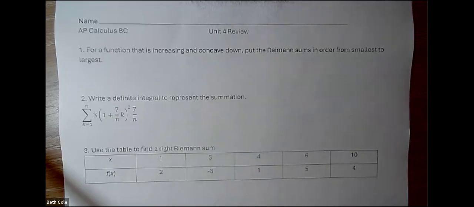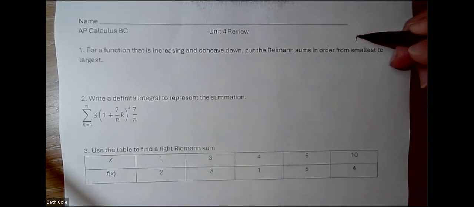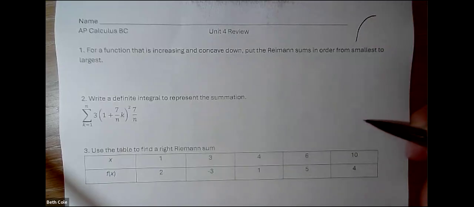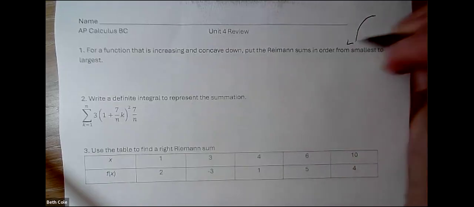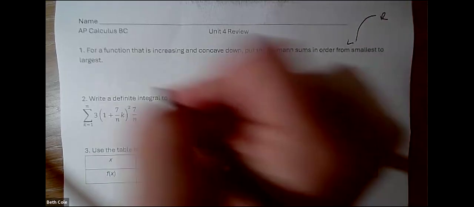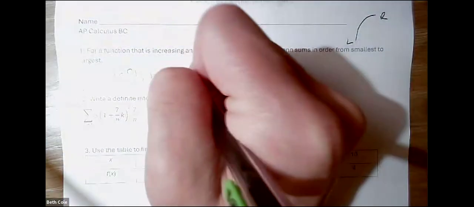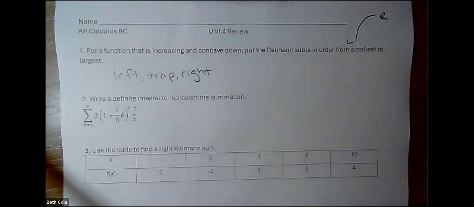So number 1, we have a function that is increasing, so going up, and concave down. So it's going to look something like this. And we want to put the Riemann sums in order smallest to largest. So if you put your L and your R in there, the left sum is going to be the smallest, trapezoidal is going to be somewhere in between, and the right is going to be the biggest.